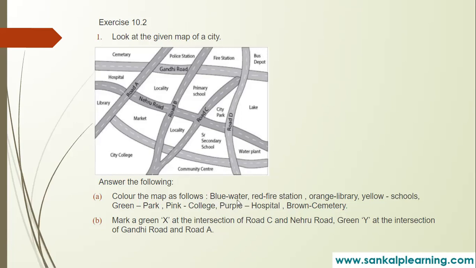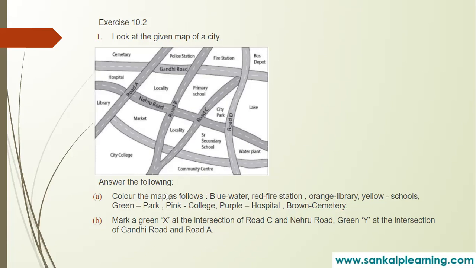See, blue water. First read what is given in the map. See, cemetery, police station, fire station, bus department. This is lake, city park, primary school, locality, hospital, library, market, locality, and secondary school. This is water plant, community center. This is city college. Okay, they have given some places here and also streets are also given, children.